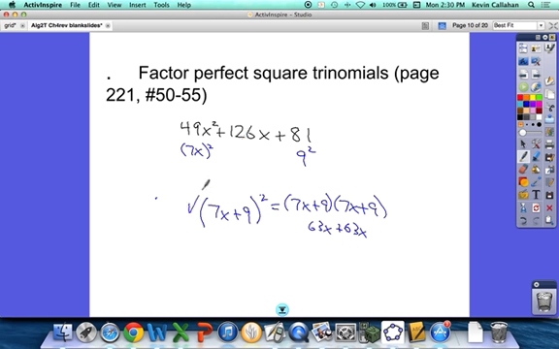I mean, if you had a problem like this, if you couldn't factor it that way, you'd be thinking of doing 49 times 81. What are the factors of that number which add up to 126? That's pretty tough. But if you recognize it as a perfect square trinomial, it actually goes really quick.